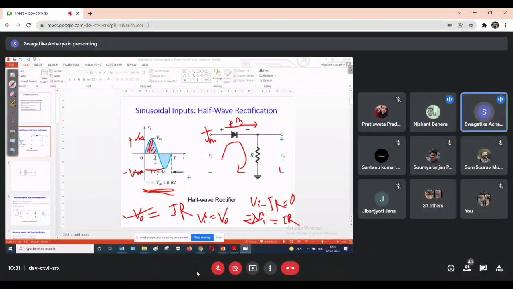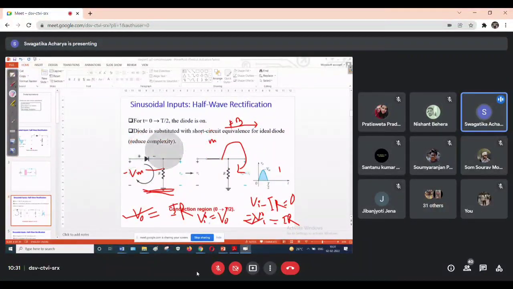It will be a little less, but it comes in the positive direction also. Only a slightly lesser value, but the same thing holds: Vi equals IR minus some small value, right? So that is negligible. That's why we take the same value, or else it will come a little less. So what you are getting here is Vi equals V naught, right? That is the positive half.